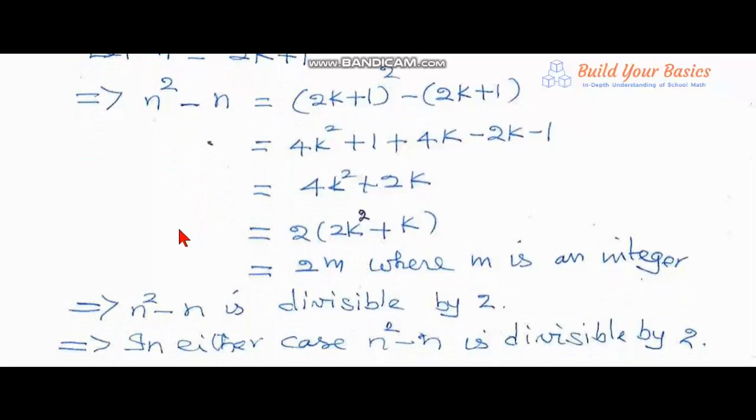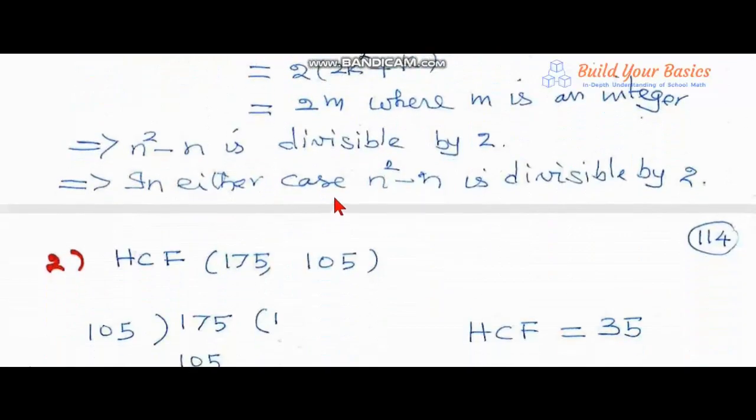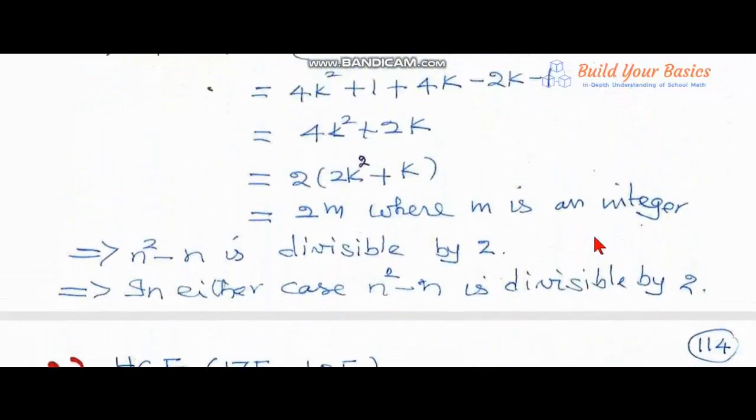That is divisible by 2, in the second case also. In either case, n squared minus n is divisible by 2. So that finishes the problem.